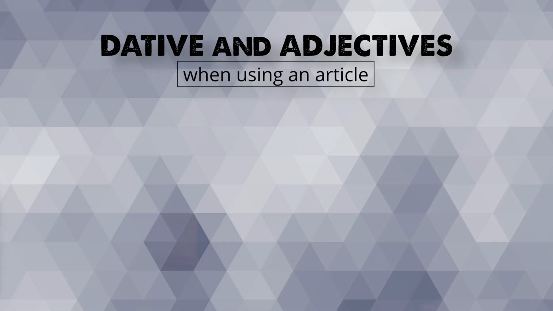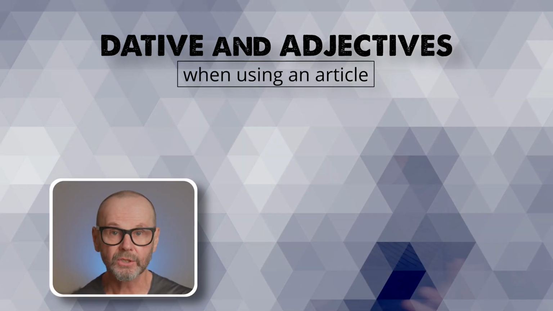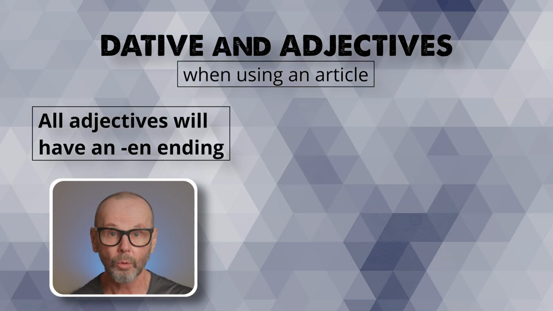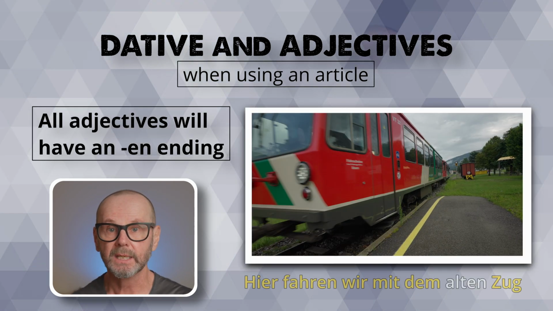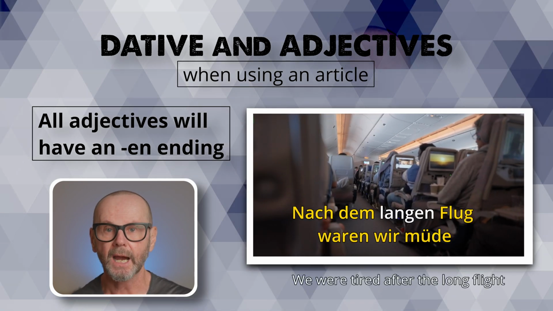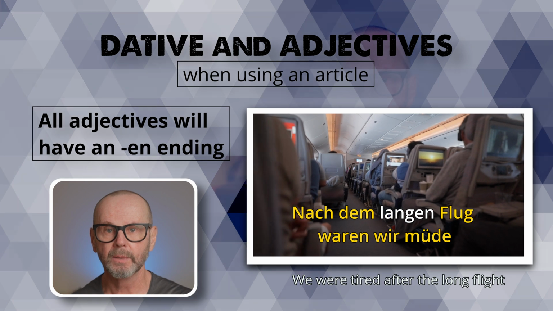Okay, so now we know our typical endings, we come to the easy bit. If you're using an article of any kind, then your adjectives always get an EN ending. Always. Check out these examples. Hier fahren wir mit dem alten Zug. Nach dem langen Flug waren wir müde.